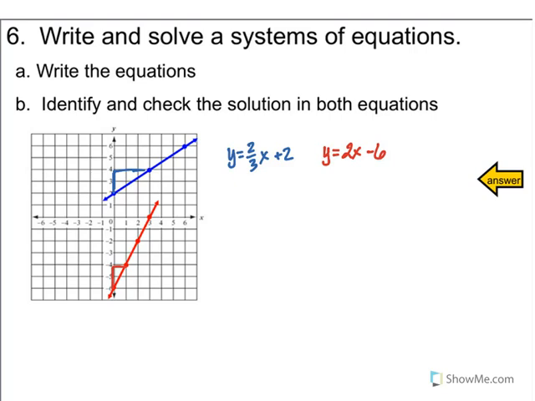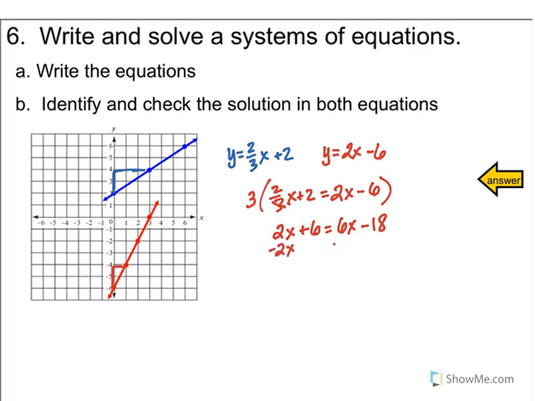Solving this using substitution, we have 2/3 x plus 2 is equal to 2x minus 6. I don't want to deal with the fraction here, so I'm going to get rid of it. Remember, to get rid of fractions, you multiply everything by the common denominator. Since there's only one, I would multiply everything by 3. The 3 here would cancel out, so that's 2x plus 6 equals 6x minus 18. And then I can begin to solve this.